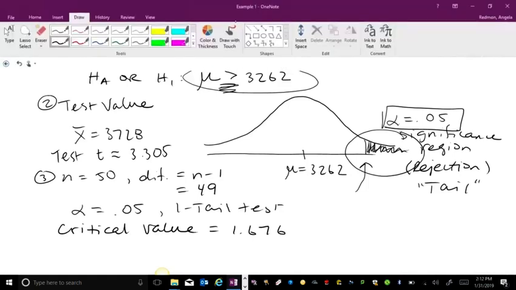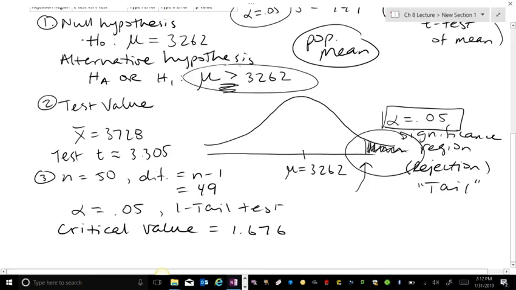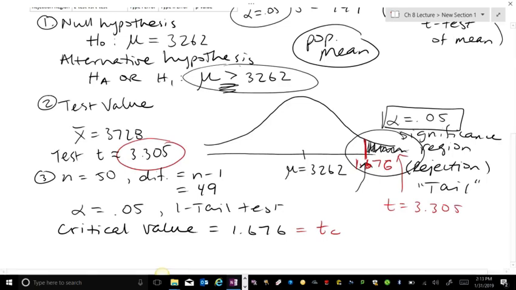Let me grab a different color pen. So if I grab a red, this number right here that cuts off my rejection region is 1.676. That's my critical value, so I can call that t sub c. My test value, 3.305, lives beyond that. So my test t of 3.305 lives beyond that critical value, which means I land in the rejection region or in that significance region.